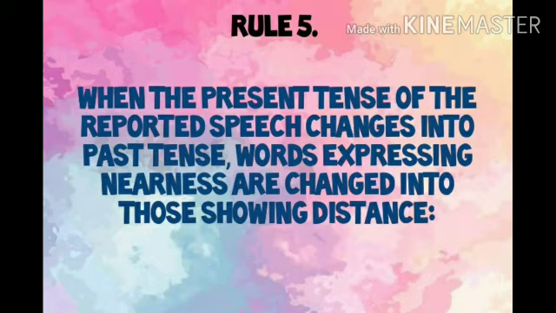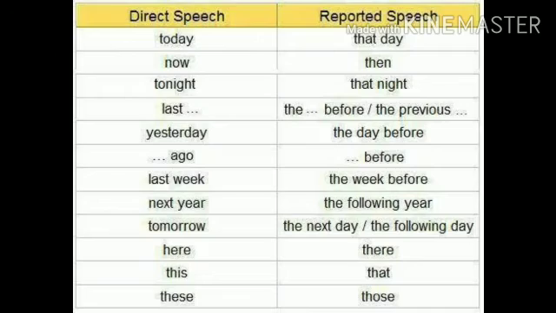Rule number 5. The words expressing nearness of time and place are changed to the words expressing remoteness or distance. So now becomes then, here becomes there, this becomes that, these become those, come becomes go, today becomes that day, tomorrow becomes the next day, yesterday becomes the previous day, in this way.